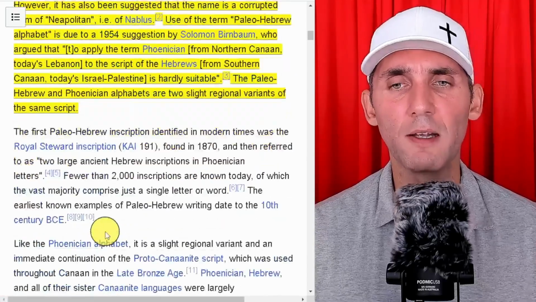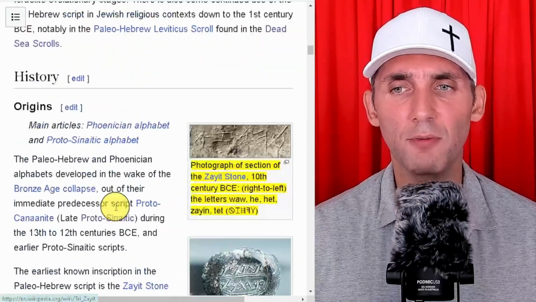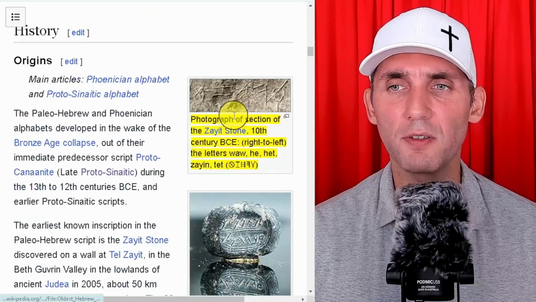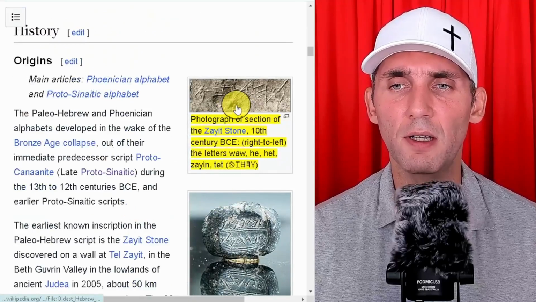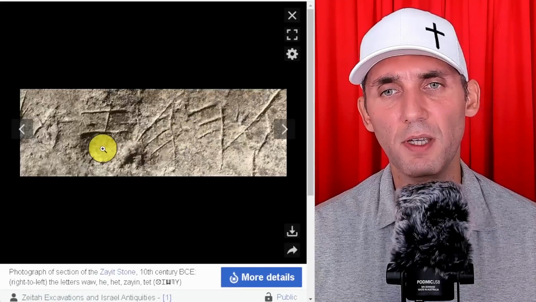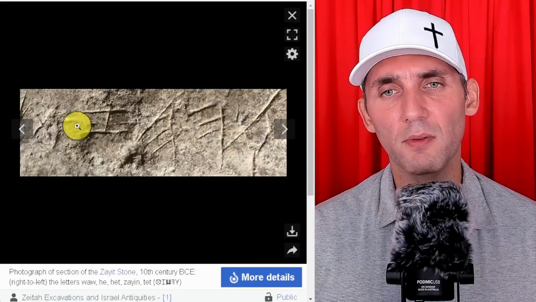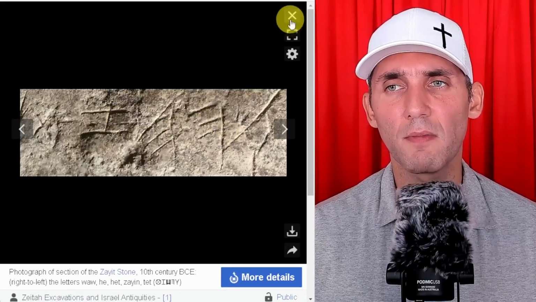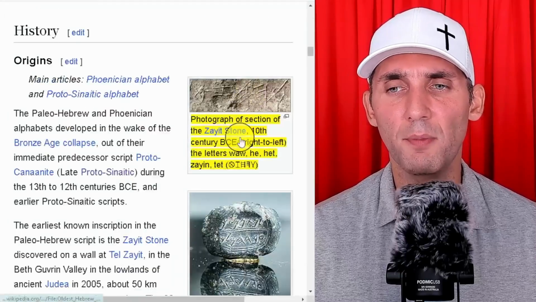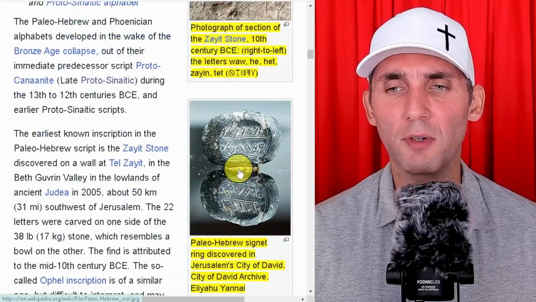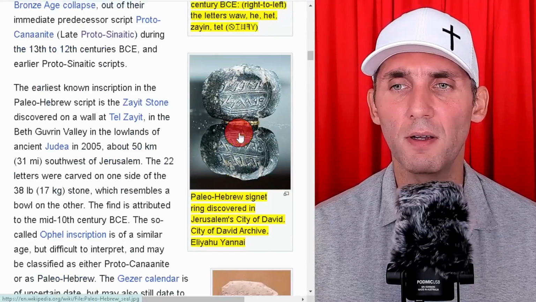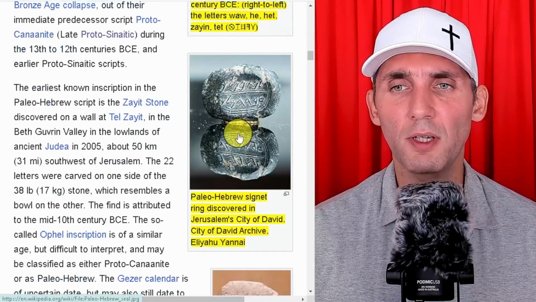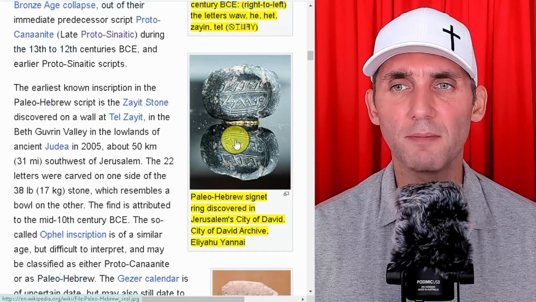All these things are related, but you can see the evolution of language if we just look at, for example, the pictures. This is a photograph of a section of 10th century stone. See? I mean, you can kind of tell, but the markings are very, very different. They're pictographic. Here's a ring, I believe, a signet ring, Jerusalem, city of David. I don't know how old this ring is, but it's certainly probably, like 10th century, something like that.